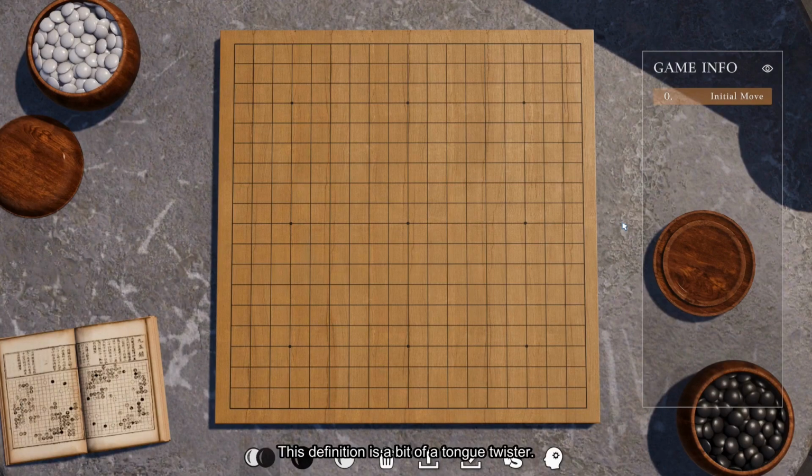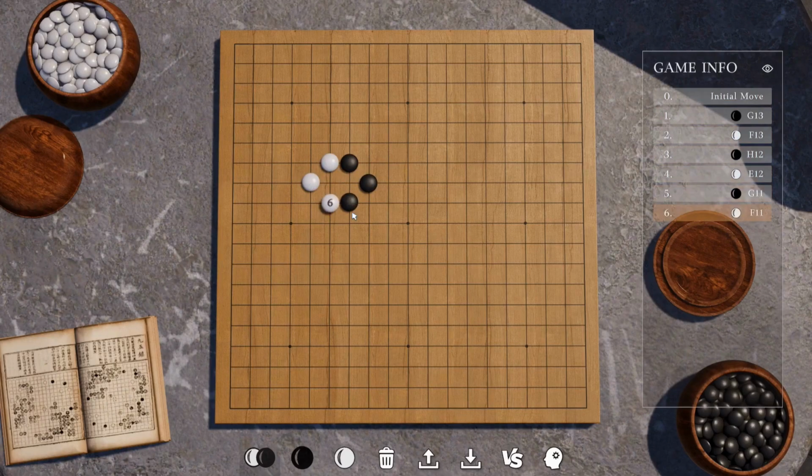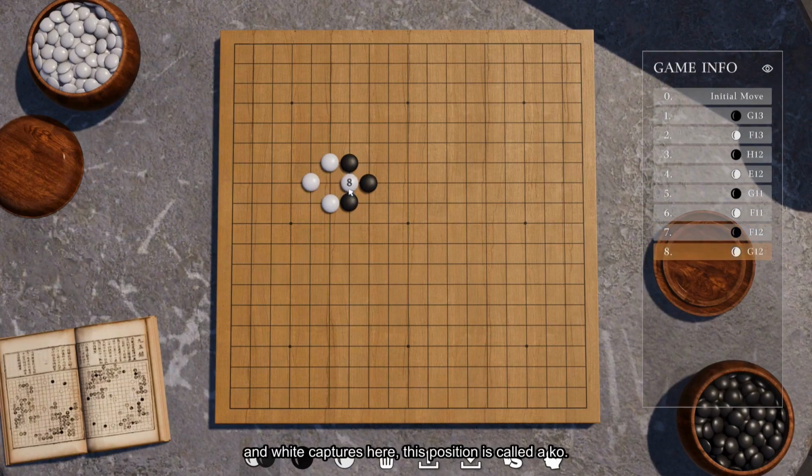This definition is a bit of a tongue twister. Next, we will use specific examples to break down this text and see what it really means. Let's first look at the basic shape of a KO. When a shape like this appears on the board, and white captures here, this position is called a KO.